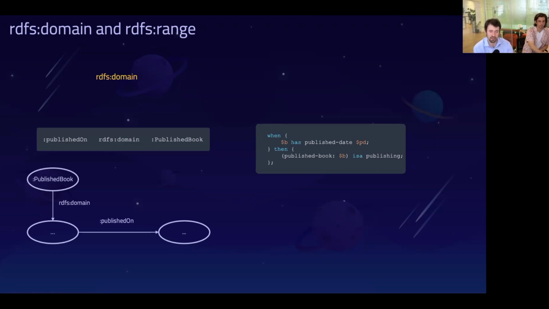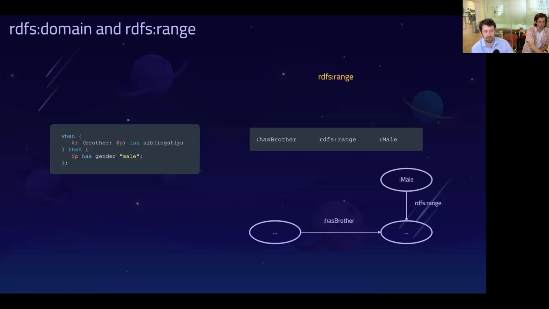So if something has a published date, any published date, then it must play the role of published book in a publishing relation. And similarly, we can have range here. If we say that if someone is a member of the house brother predicate, the value, then it must be a member of the male class.